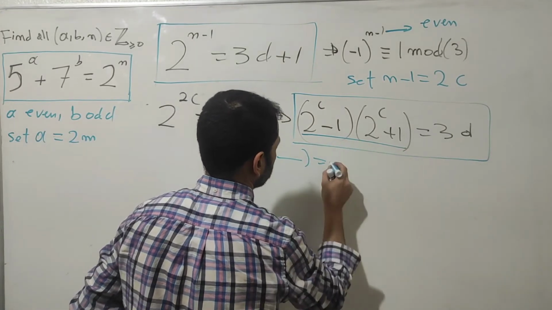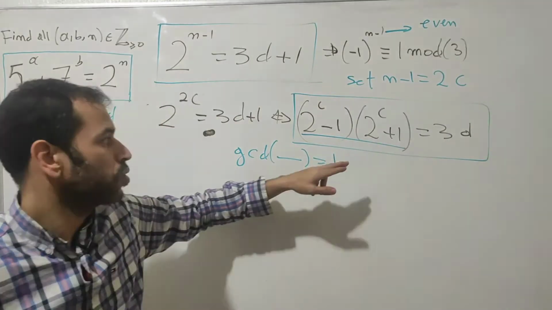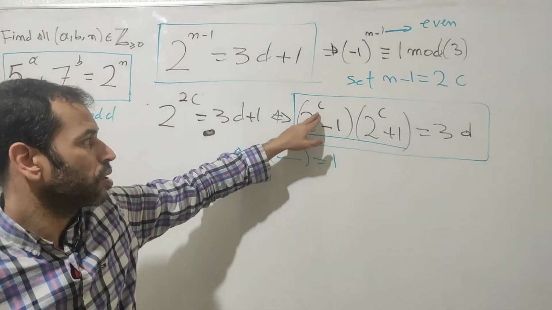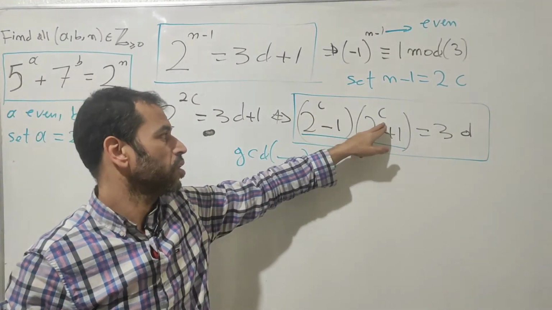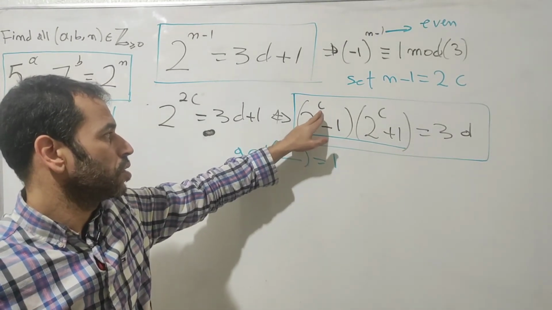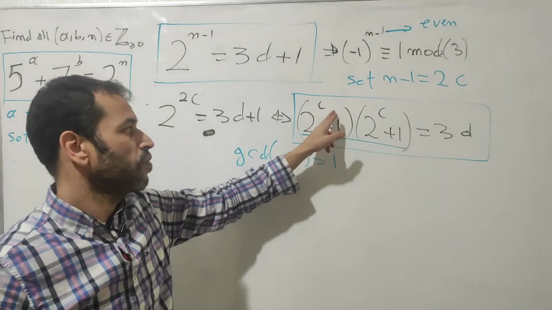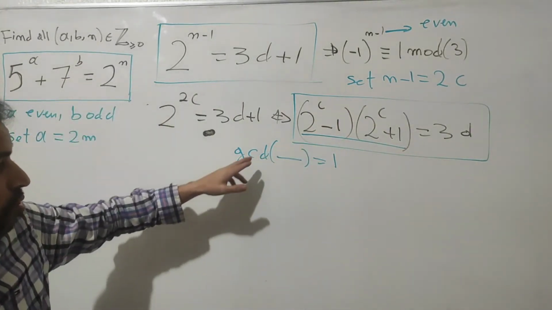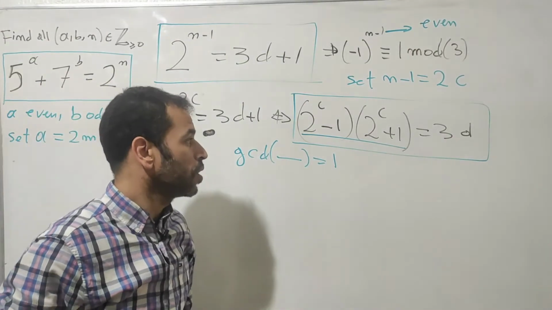GCD of these two terms equals 1, because we have consecutive odd integers. If you replace c with number 1, you get 1 and 3. If you replace c with number 2, I get 3, 5, 5, 7, 7, 9, and so on and so forth. The GCD of these two terms is always number 1.